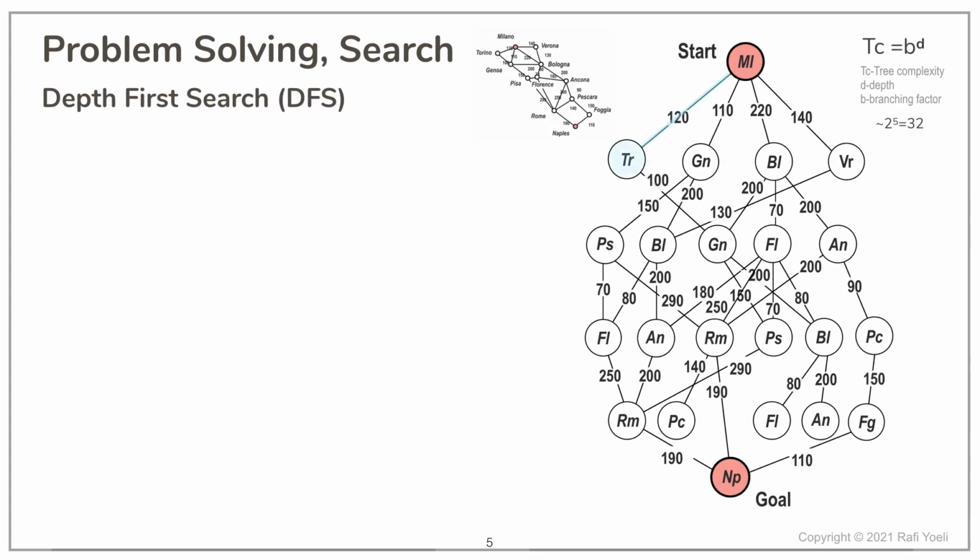Milan to Turin, 120 kilometers, Turin to Genoa, 100 kilometers, Genoa to Pisa, 150 kilometers, Pisa to Rome, 290 kilometers, Rome to Naples, 190 kilometers. We've reached Naples. Let's sum up this path. 120 plus 100 plus 150 plus 290 plus 190 equals 850 kilometers. This is our first complete path, but it may not be the shortest.